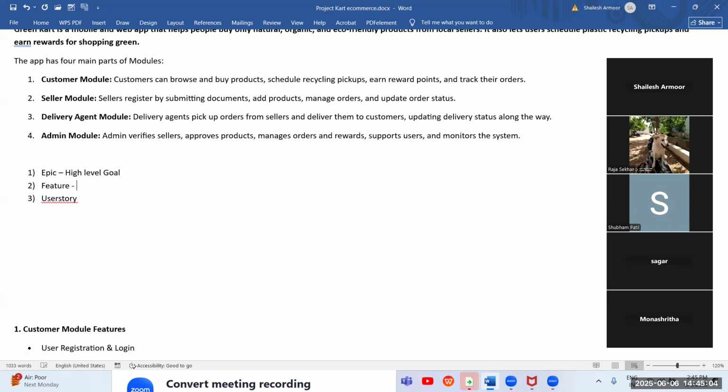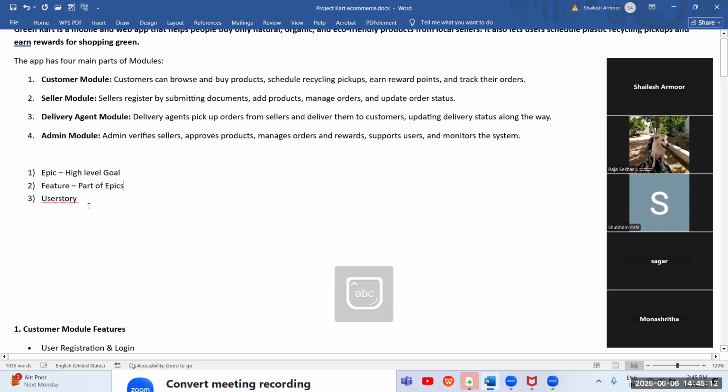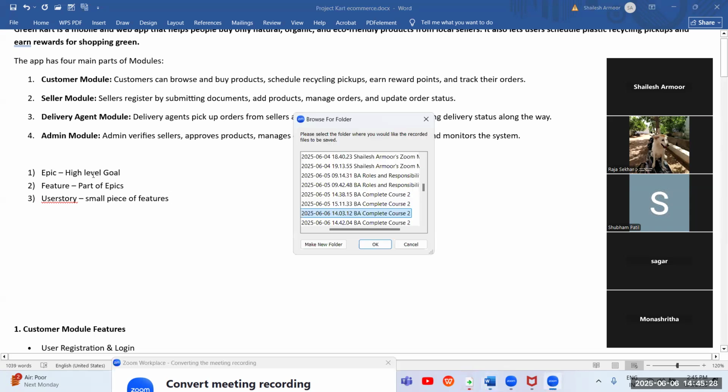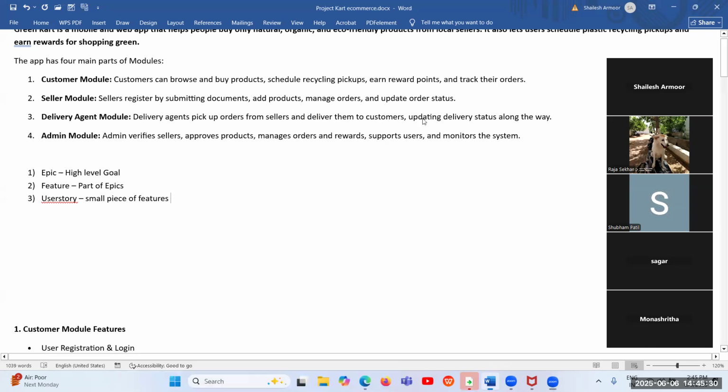Features means part of epics. User story means a small piece of features. So epic is called a high level goal. Just understand. I will let you know what epic, feature, and user story are in real time in the further class. So epic is equal to high level goal.